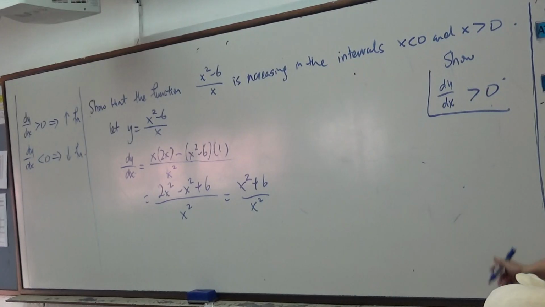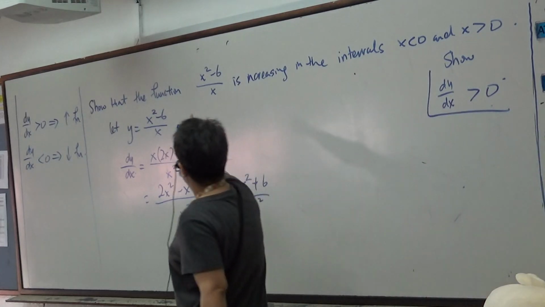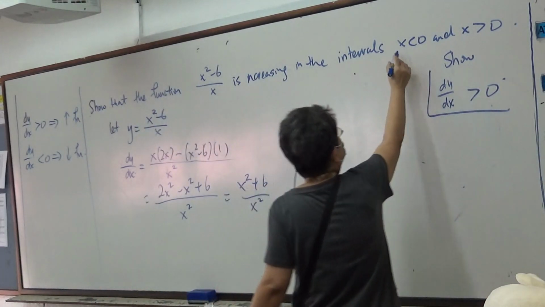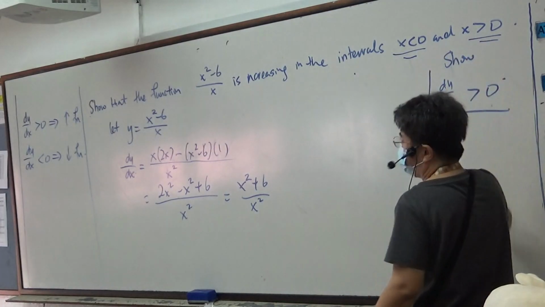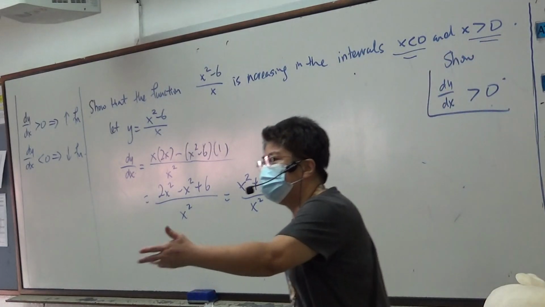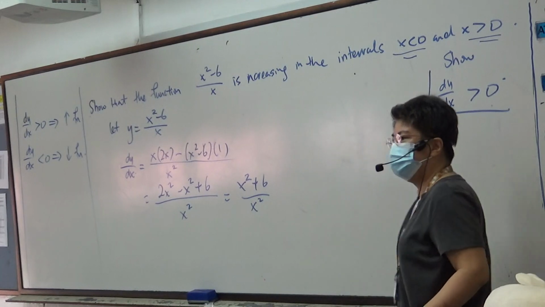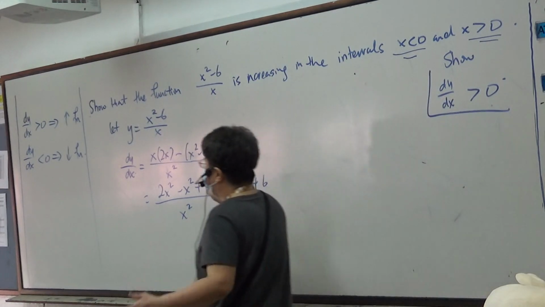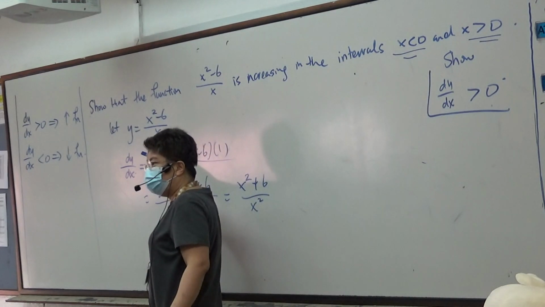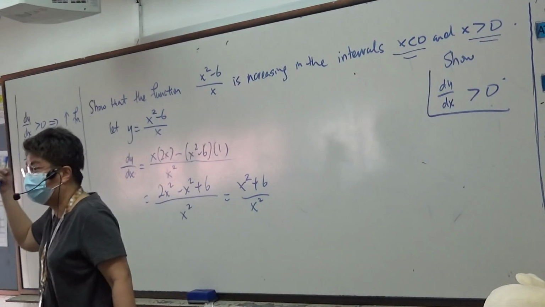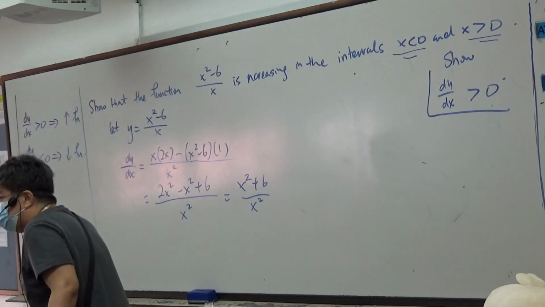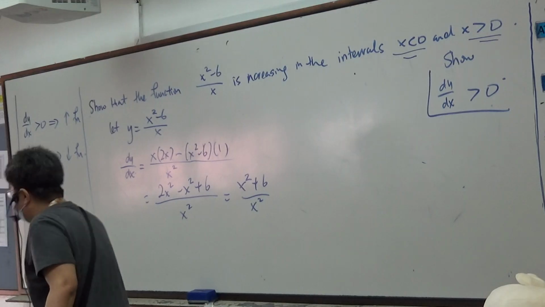Now class, they say, show that the function is increasing in the intervals less than 0 and bigger than 0. How come not equal to 0? May I know why? If x equals 0, it's undefined. That means there's an asymptote down there. Do you agree? Correct. It's undefined.